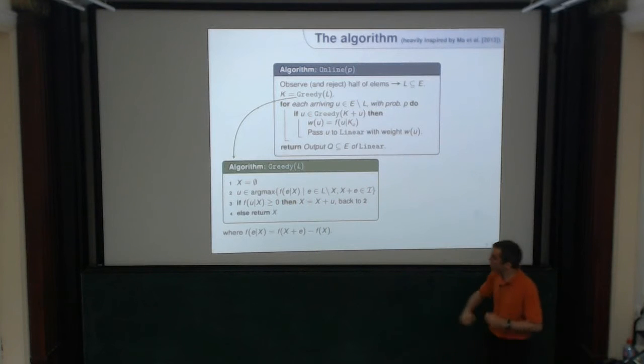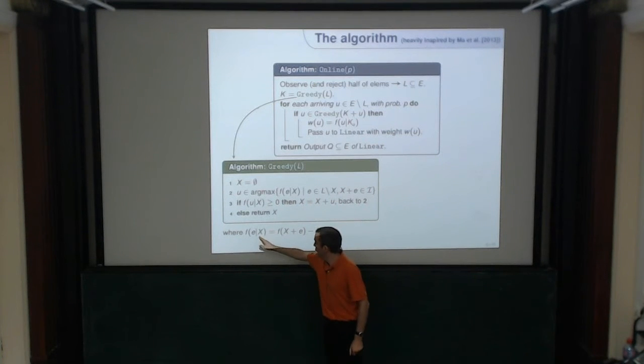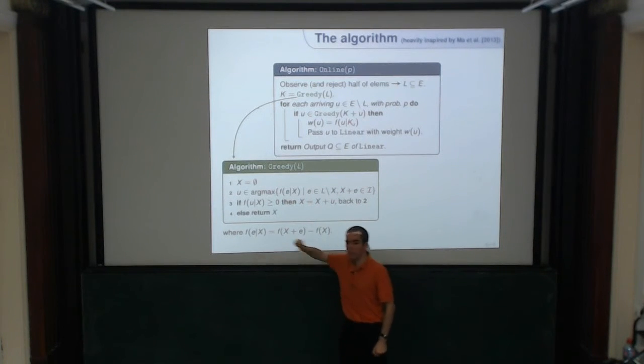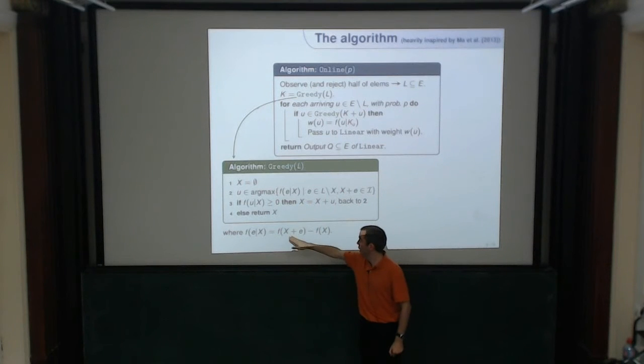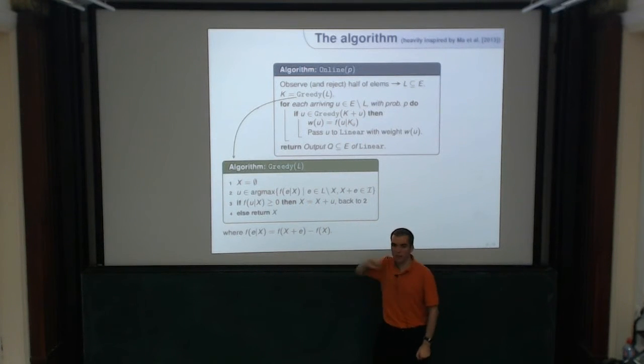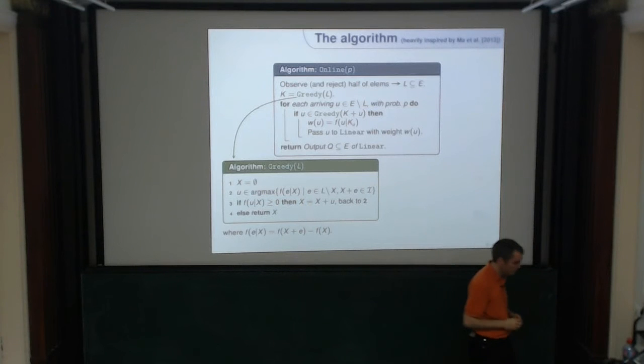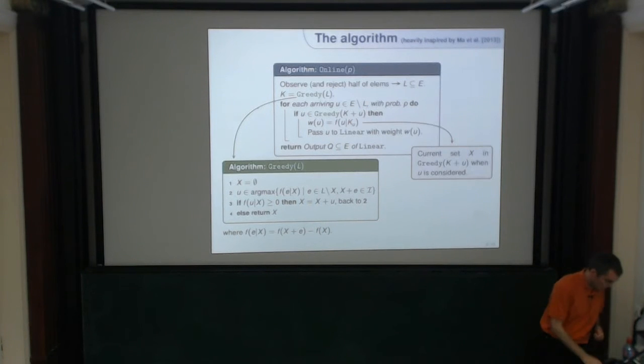Just to fix notation, f(e | x) is simply the marginal return of e if you add it to the set x. So it's the value of f on x plus e, minus the value of f of x. Marginal returns. And so we have this control set.